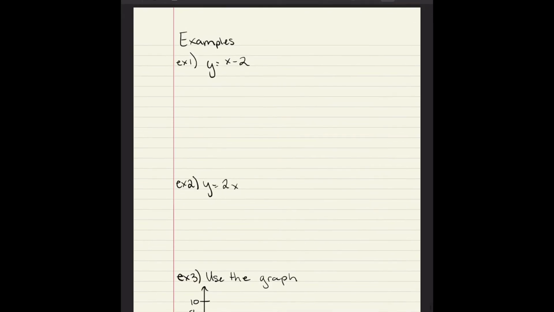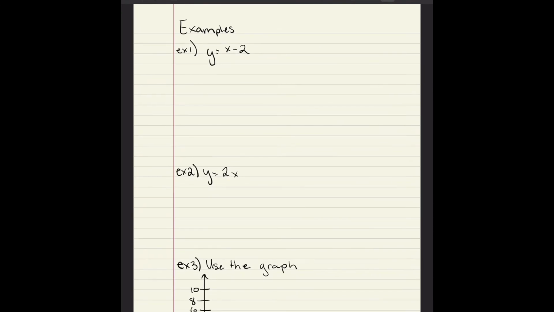All right, let's do some examples. So I'm going to start by making my table. I need to graph the relationship, and I have y equals x minus 2.